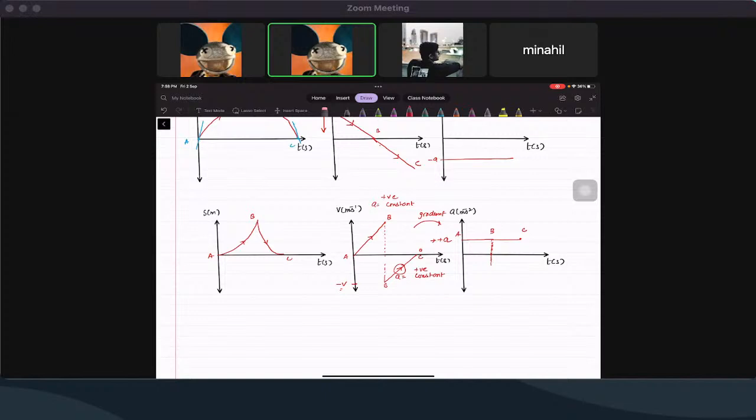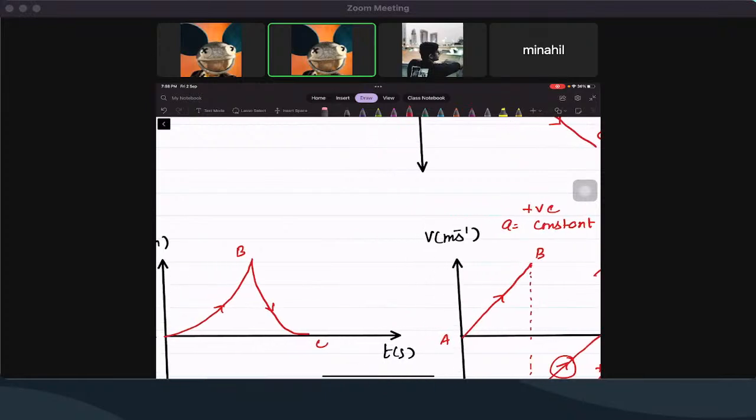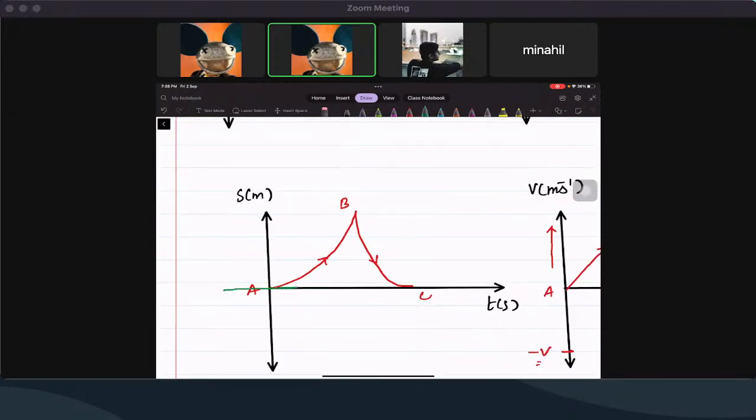Now going back, if you look at this part of the graph, you might see that velocity is increasing, and when you go there you need to understand that on the displacement time graph we have to show an increasing velocity in the positive direction. It is increasing in the positive direction, and so the increasing curve means our tangent should be horizontal first and vertical later. Do you understand? Manahil? Yeah.